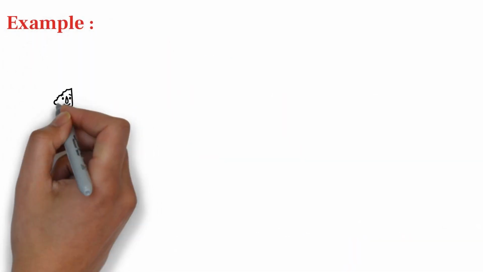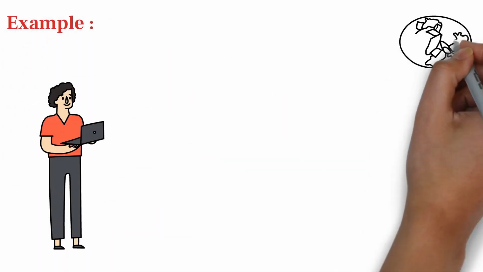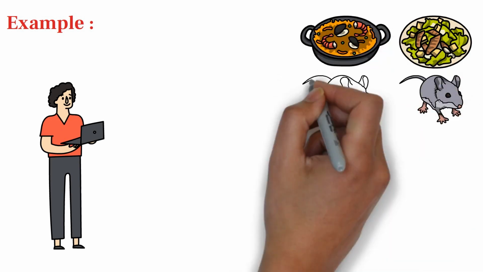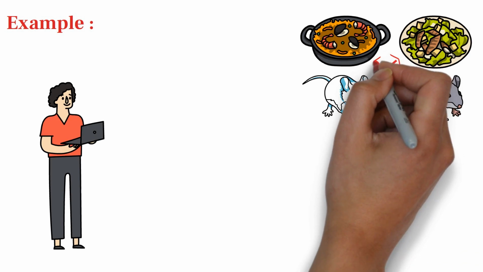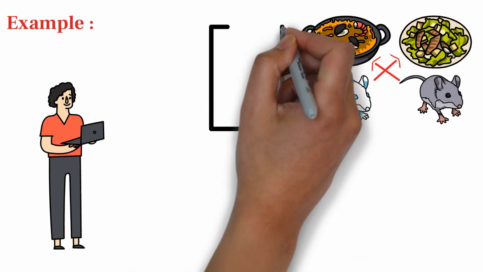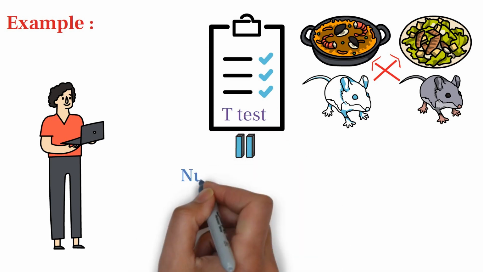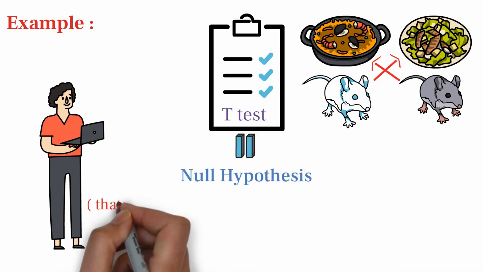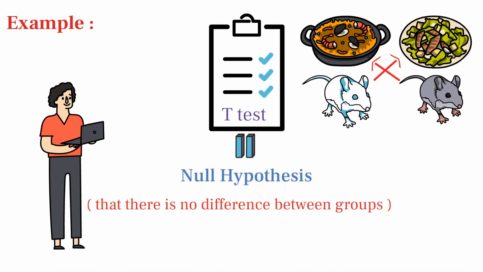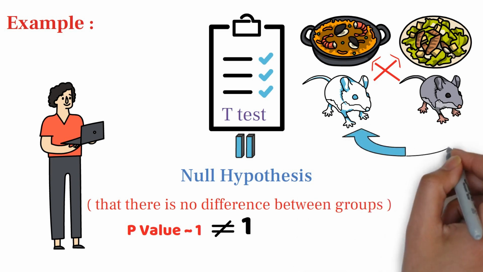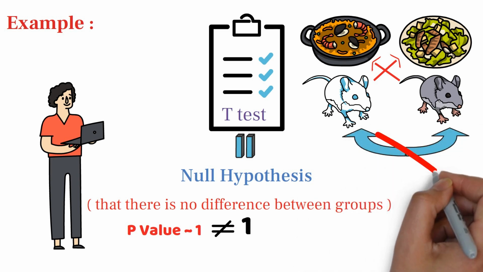Example, let's say you're studying the effect of two different diets on lifespan of mice. If the mice live equally long on either diet, then the test statistic from your t-test will closely match the test statistic from the null hypothesis, that there is no difference between groups. And the resulting p-value will be close to 1. It likely won't reach exactly 1 because in real life, the groups will probably not be perfectly equal.